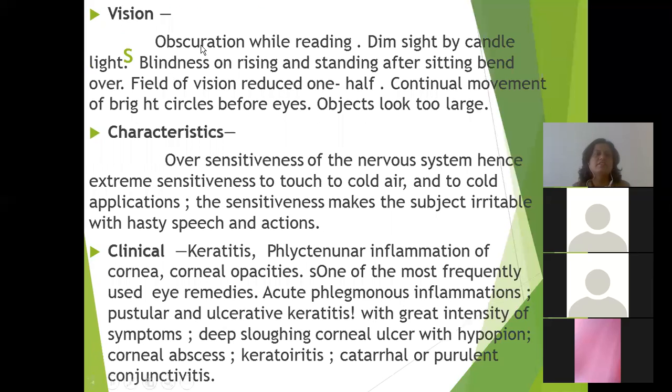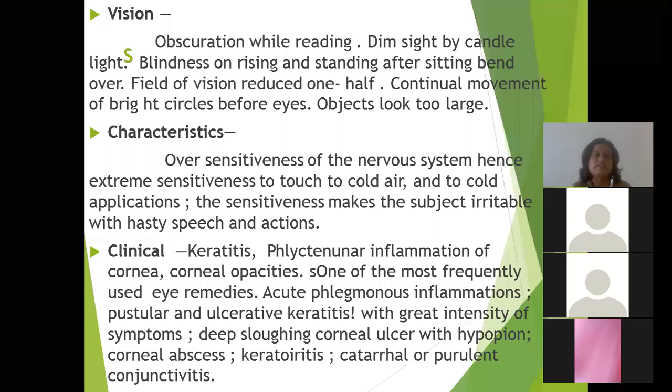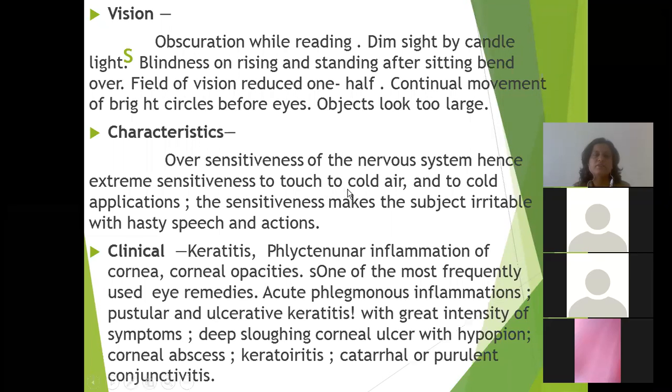In vision, we see that there is obscuration while reading, dim sight by candlelight, blindness on rising and standing after sitting bent over, field of vision reduced one half, continual movement of bright circles before the eyes, then objects look large. A characteristic of this is oversensitiveness of the nervous system, hence extreme sensitiveness to touch, to cold air and to cold application. The sensitiveness makes the subject irritable with hasty speech and action.